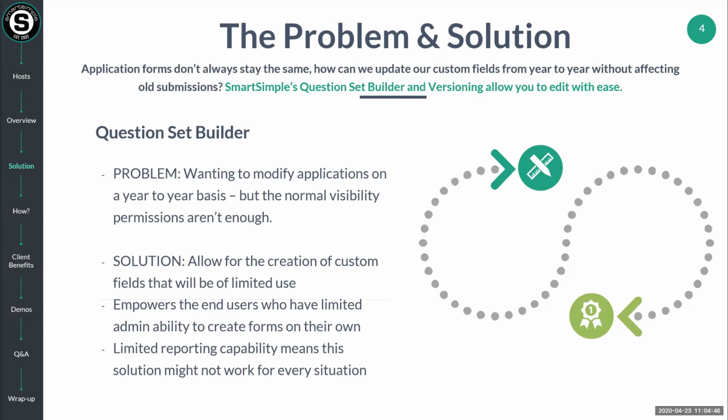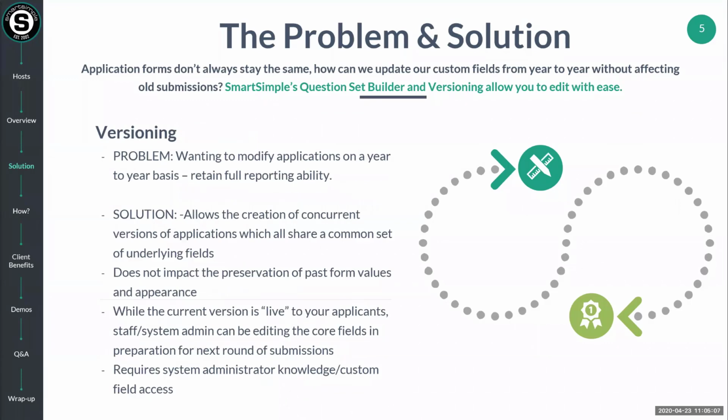The reporting capabilities using the question set builder isn't quite as robust as it is for normal custom fields. But on the other hand, it is easy to just quickly add fields to an application form on an ad hoc basis. The other tool that we have available is called versioning.